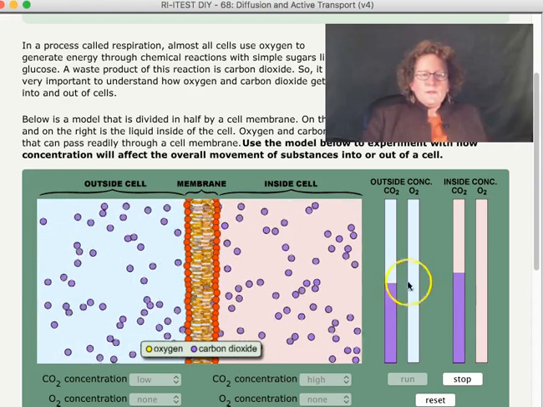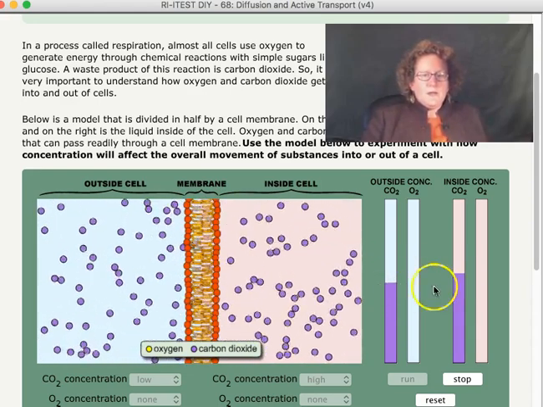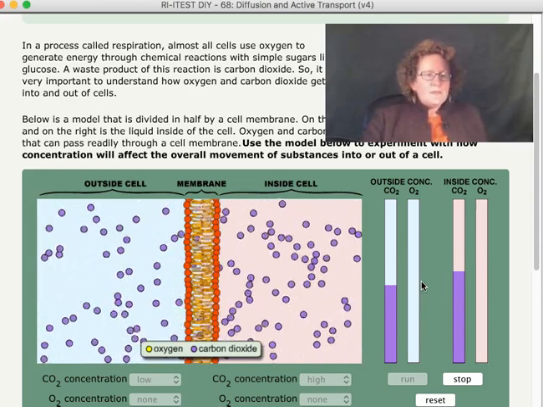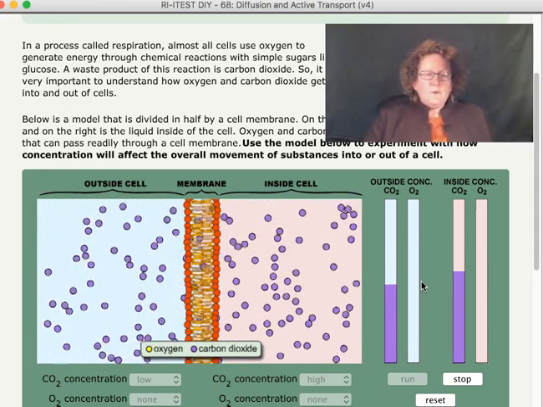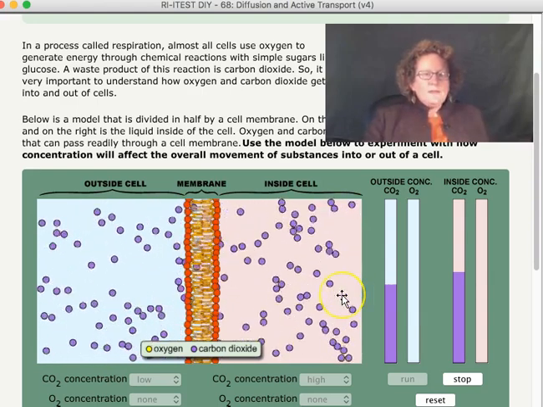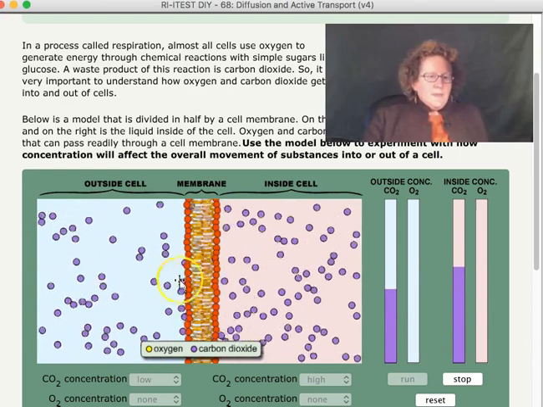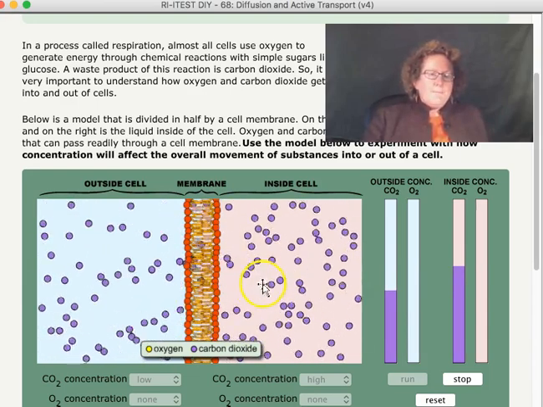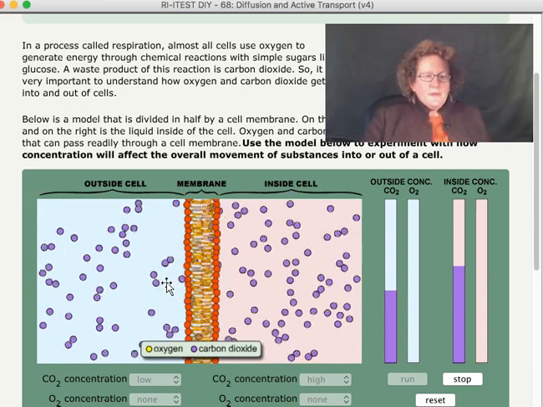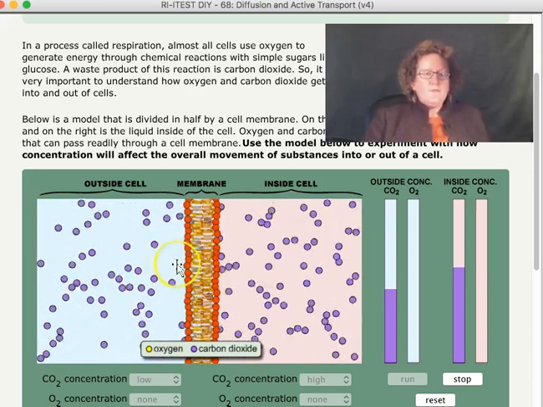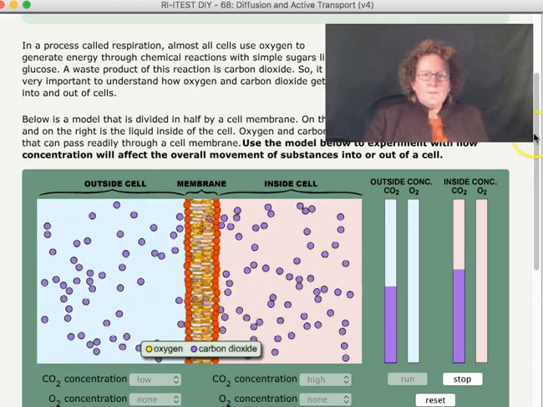After a while, you can see that the concentrations are becoming much more equal. And the cell reaches a state of what we call equilibrium. It doesn't mean that everything has stopped moving. It just means that the rate from inside to outside is equal to the rate of outside to inside. So they're moving back and forth at the same rate.